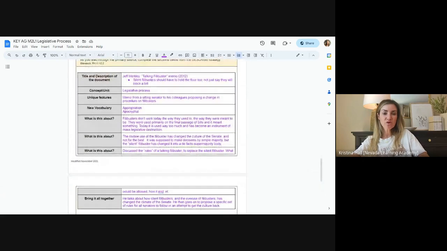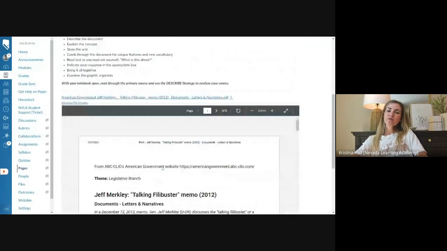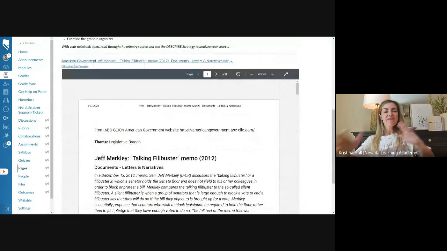The primary source, we're going to fill out this chart. Remember, this is a document relating to the topic, which for us is the legislative branch, so either the House or the Senate. Let's take a look at the document. The primary source we're going to be looking at for this chapter is on the filibuster.